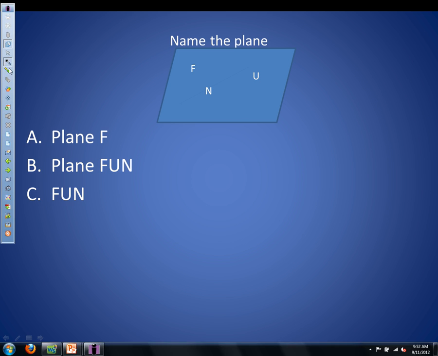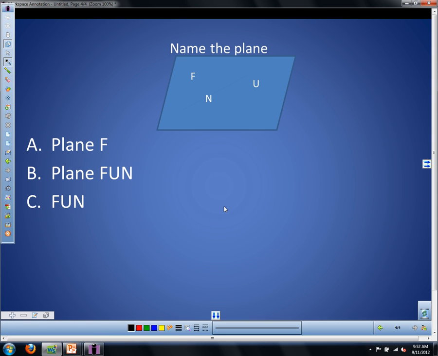What is the correct name for this plane? A, B, or C? Who thinks it's A, plane F? Nobody goes for A? Who thinks it's B, plane F-U-N? Who thinks it's plane C? Or I'm sorry, just F-U-N. B is correct. We say it's a plane, and we use 3 points that are on the plane that are not on the same line.